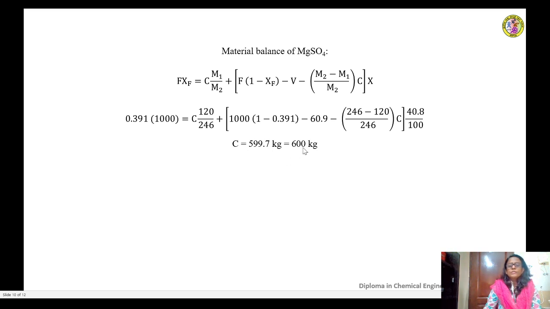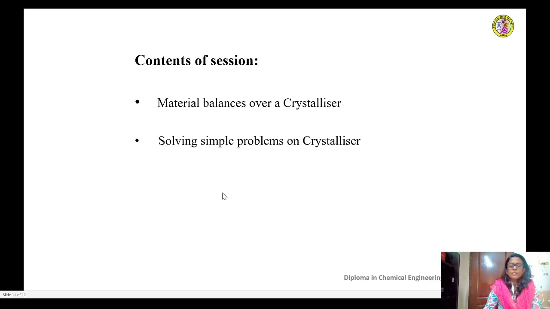So 600 kg of yield is produced, that is, the amount of crystals produced from the given solution. This is the final answer, that is the yield of the hydrated magnesium sulfate crystals from the given crystallization operation. So that completes your learning in crystallization. Today we performed material balances over a crystallizer, and also we used the equations of material balance to solve a simple problem, which you also practiced in today's class.